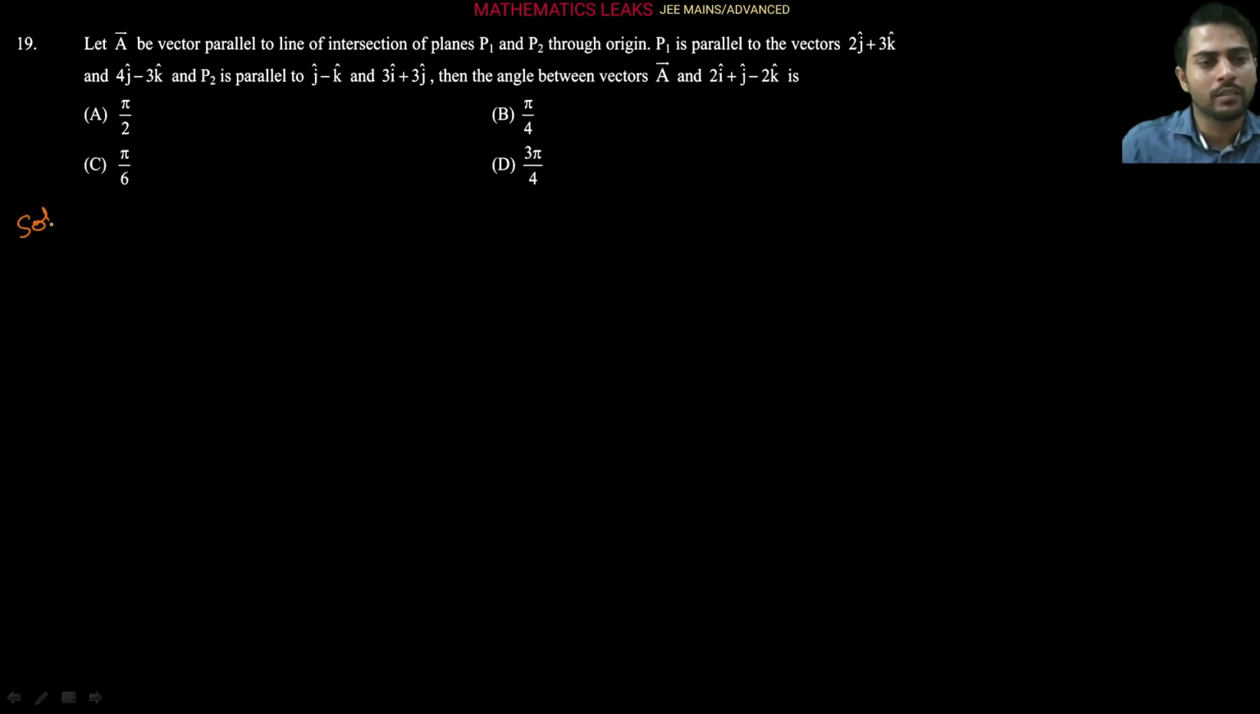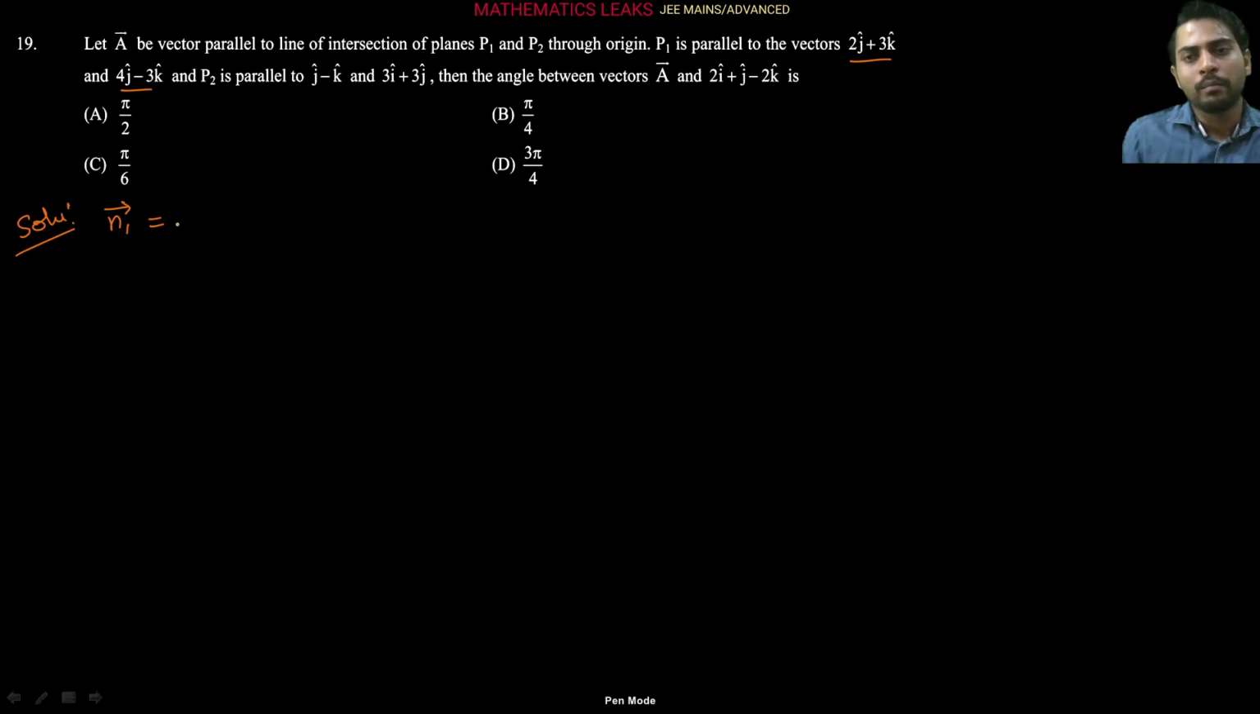Next question is: a vector A parallel to the line of intersection of P1 and P2 through the origin. P1 is parallel to the vectors 2j cap plus 3k cap and 4j cap minus 3k cap, and P2 is parallel to j cap minus k cap and 3i cap plus 3j cap. Then the angle between vector A and 2i cap plus j cap minus 2k cap is. So let's solve it. Since the vector A is parallel to the line of intersection of planes P1 and P2, where the P1 plane is parallel to these vectors.